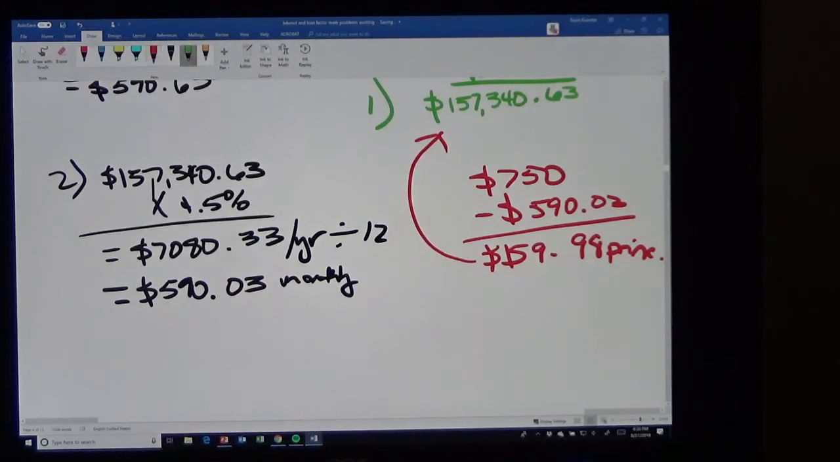And now we can take that number and apply it back toward our principal balance after one payment. So $157,340.63 minus $159.98 equals $157,180 and about 65 cents. That's our loan balance after two payments.